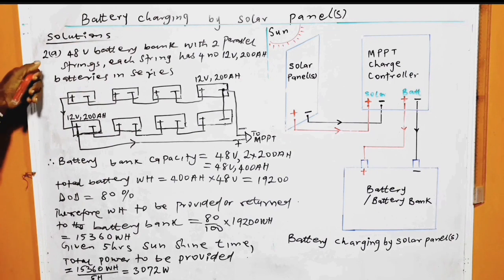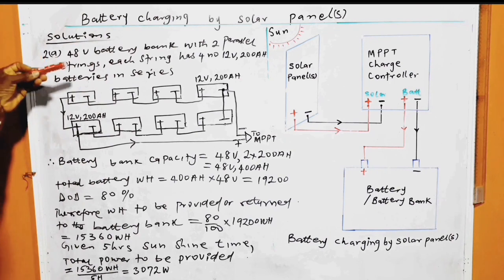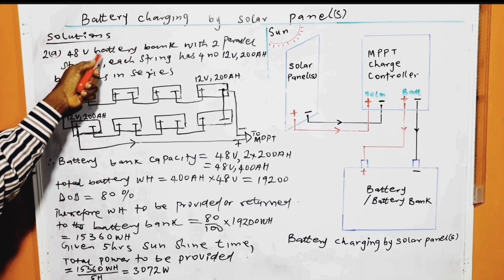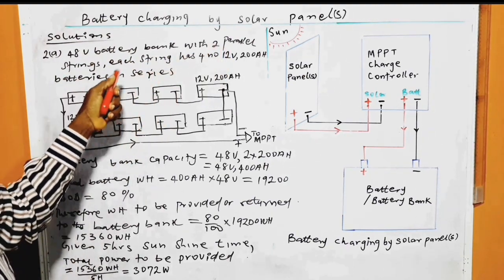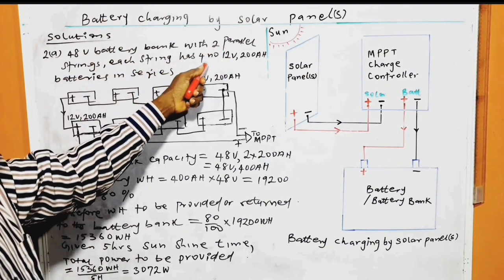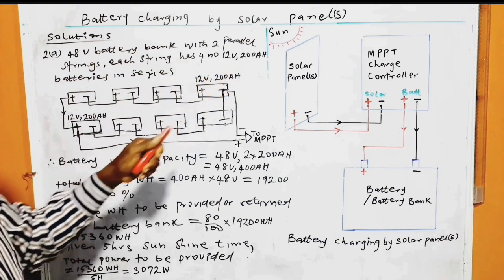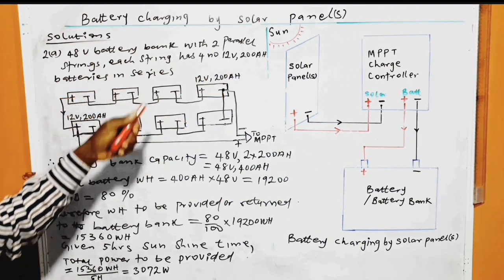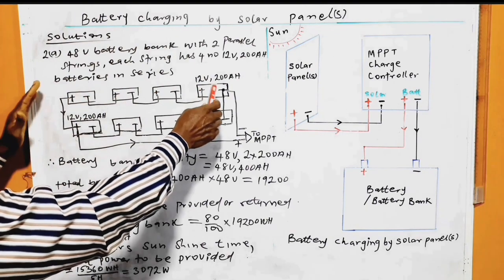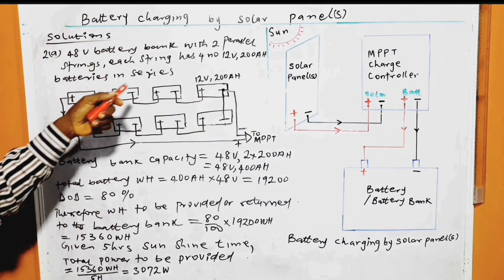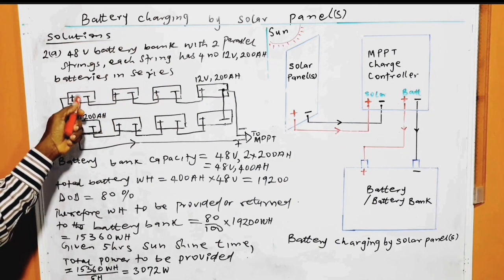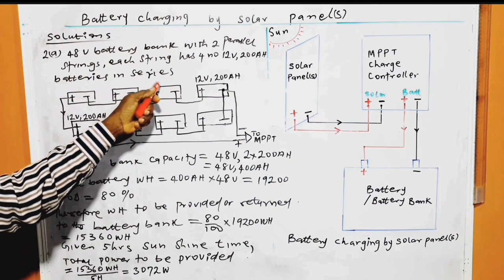Solution to 2a. Question 2a. So 48 volts battery bank with 2 parallel strings. Each string has 4 number 12 volt 200 ampere hour batteries in series, and this is the battery bank. So each of this is one battery, another one.